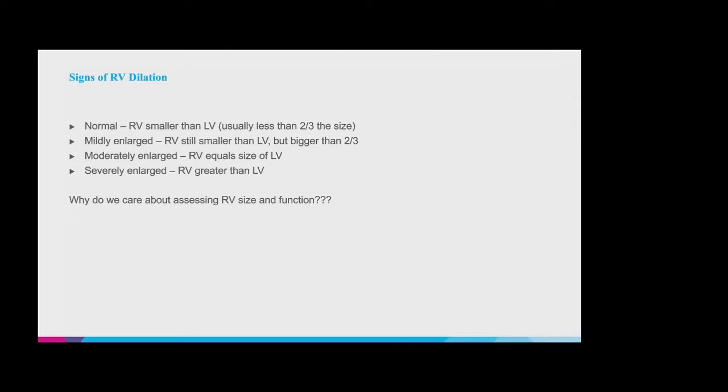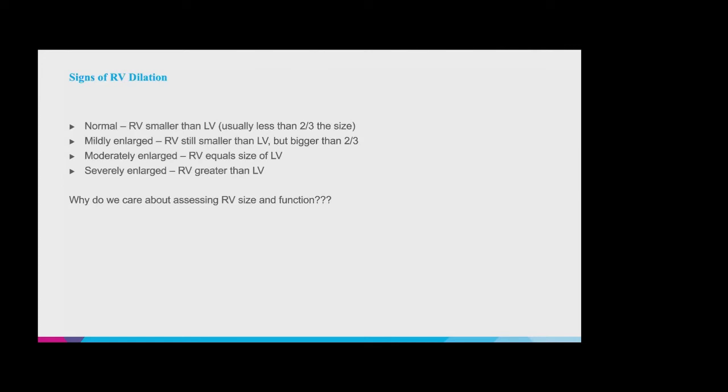So some of the main signs that we look for if we're concerned about RV dilation. Again, we're quantifying RV size in 4 ways. It's either going to be normal, mildly enlarged, moderately enlarged, or severely enlarged. For normal dimensions, the right ventricle should be definitely smaller than the left ventricle, and really it should be less than 2/3 the size. If it's mildly enlarged, it's going to be a little bit bigger than that, but still smaller than the left ventricle, somewhere in between 66% to 100% of the LV. For moderate enlargement, the RV should be equal in size. And for severe enlargement, that's when the RV is actually going to appear larger.